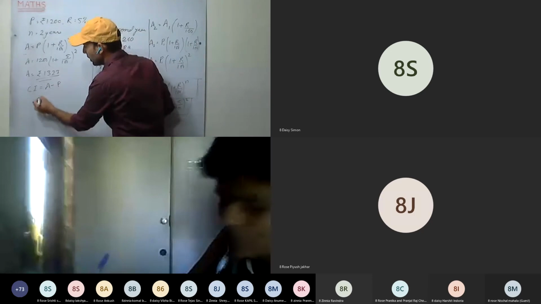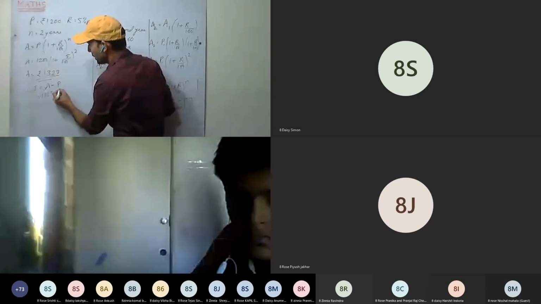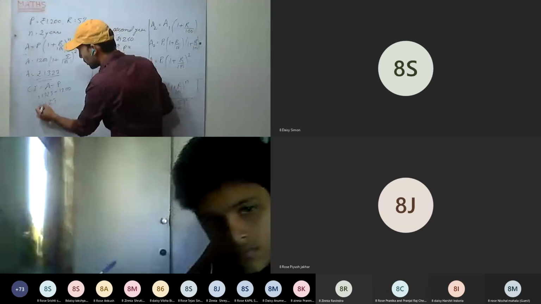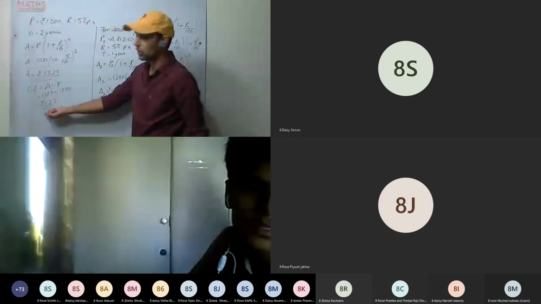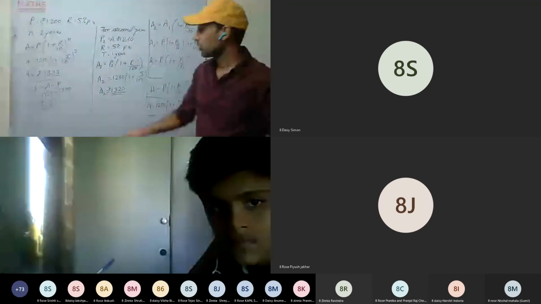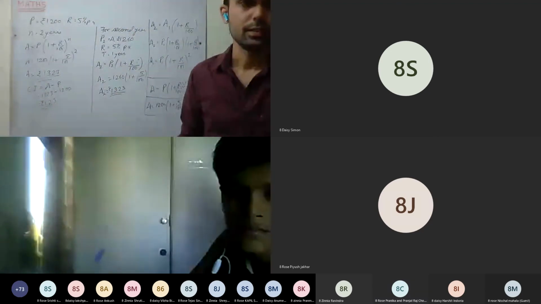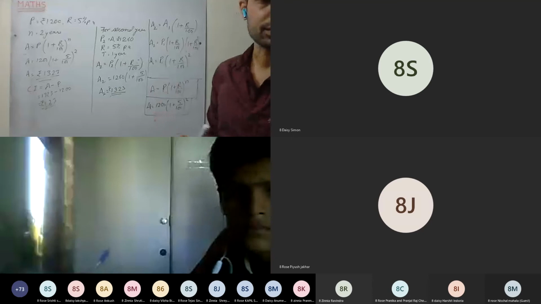Amount minus principal. So 1323 minus 1200. How much are we getting? 123 rupees. Always put the unit. The unit is very important. Is it rupees or mangoes or apples? It is rupees. Okay, the first question is clear to everyone.